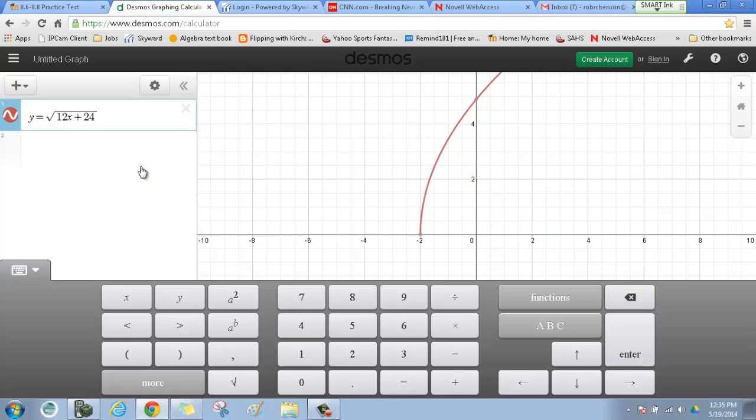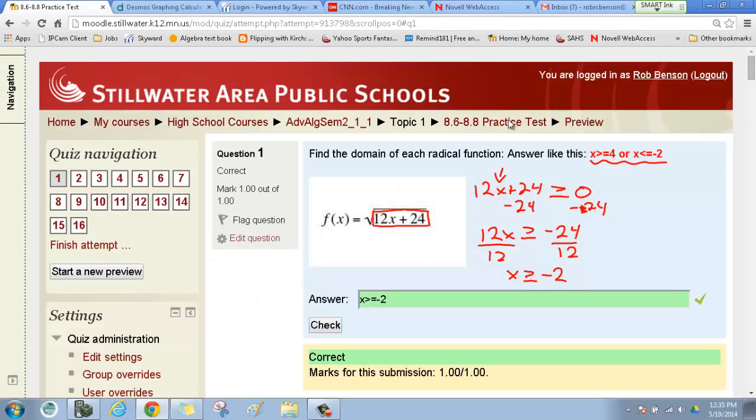If you look at this graph right here, we're just trying to find the domain, where all the x values are. The domain seems to be to the right of negative 2. We start at negative 2, and all these values, all these green dots, are greater than negative 2, so x is greater than or equal to negative 2. That's how you can read these graphs to answer problems like that.